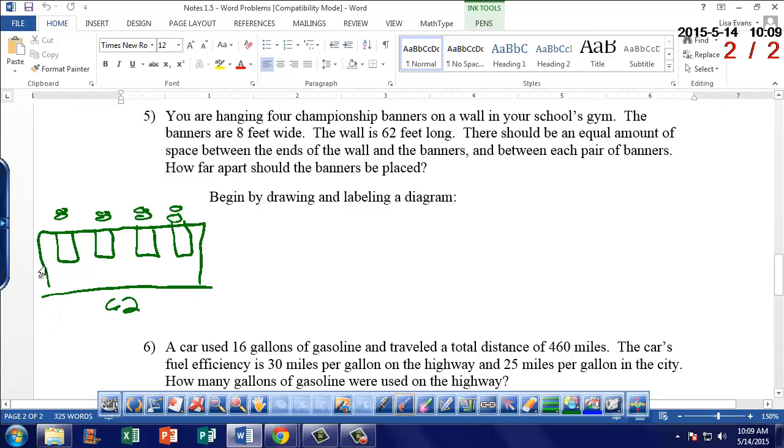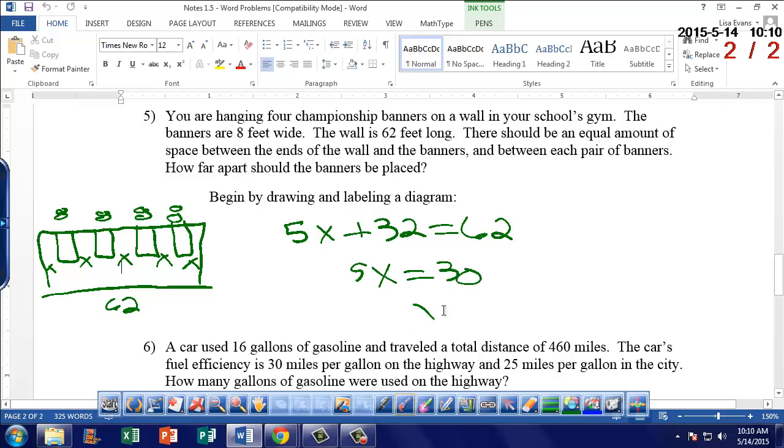There should be an equal amount of space between the ends of the wall and the banners, that would be here, and between each pair of banners. How far apart should the banners be placed? So you're actually solving for x. So you're going to add all of this up and set it equal to 62. That's 5 x's, and 32 is going to equal 62. Once you go ahead and do the algebra and solve this, you get 5x equals 30. X is 6. So the distance that these banners should be placed between everything is 6 feet.